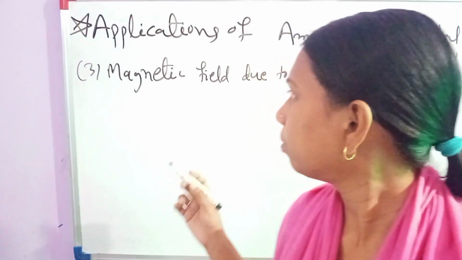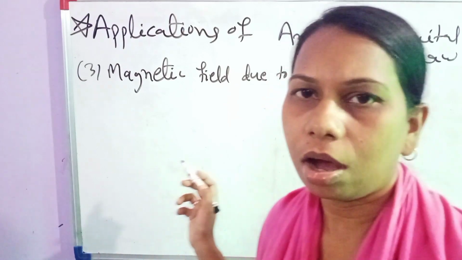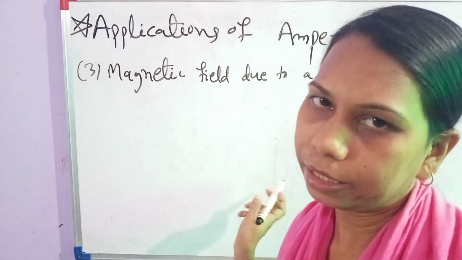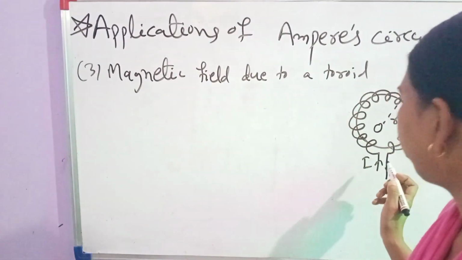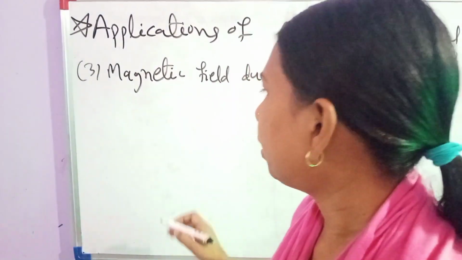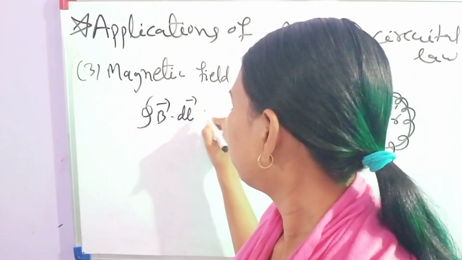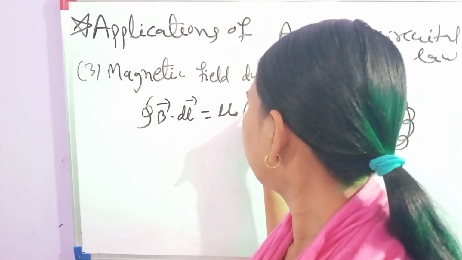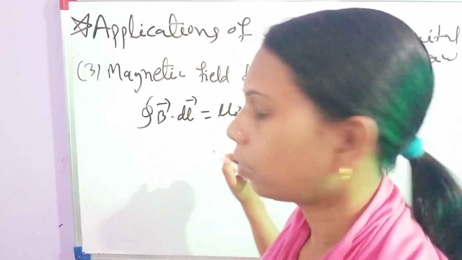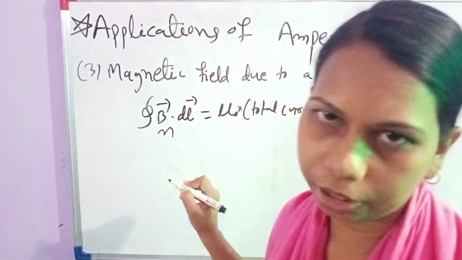Next application is magnetic field due to a toroid. Consider a toroid or anchor ring of radius r. Let I be the current threading through the toroid. So again we will apply Ampere's circuital law. Integration of B dot dl equals mu naught times the total current threading through the toroid. Here let n be the number of turns per unit length.